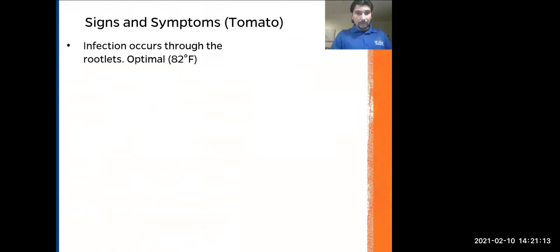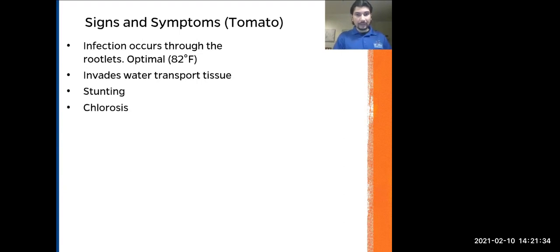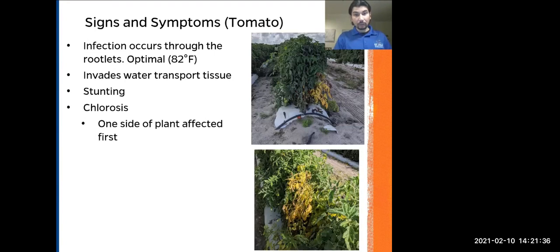Signs and symptoms on tomato. The infection is going to occur through propagules that are in the soil, and they infect the rootlets. The optimal temperature is 82 Fahrenheit. Generally, this is a pathogen that prefers warmer temperatures. Once it's in the roots, it's going to invade the xylem tissue and the water transport. It can cause stunting, but the most classic symptom you're going to see is chlorosis.